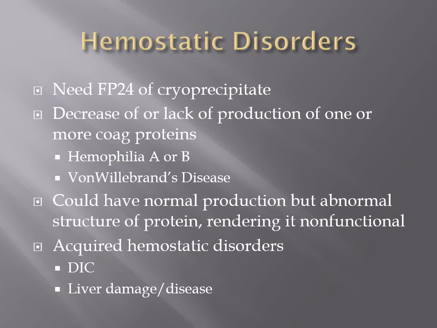For those with hemostatic disorders, we're going to need fresh frozen plasma or cryoprecipitate. If this comes from a decrease or lack of production of one or more of the coagulation proteins, we're talking about hemophilia A or B or von Willebrand's disease. These could have normal production but abnormal structure of proteins, rendering them non-functional. Some acquired hemostatic disorders are DIC, which is disseminated intravascular coagulation, where you can be bleeding and clotting internally at the same time, not fun to have, and liver disease or damage.